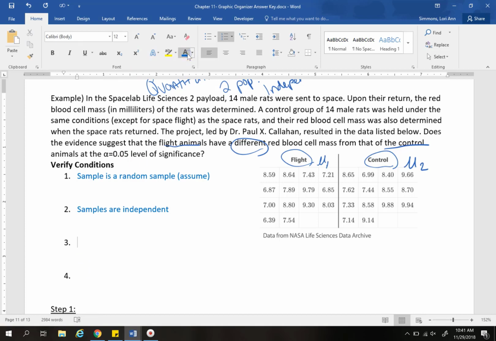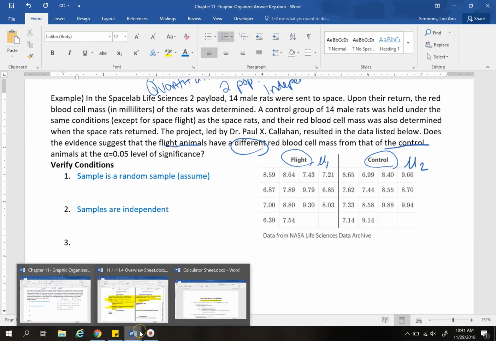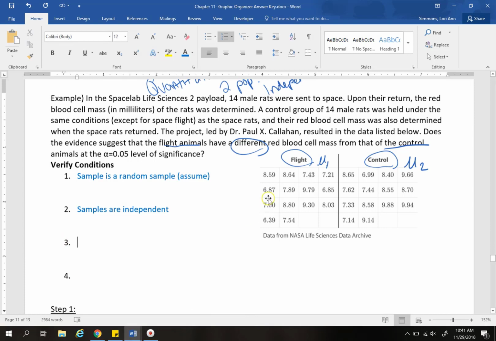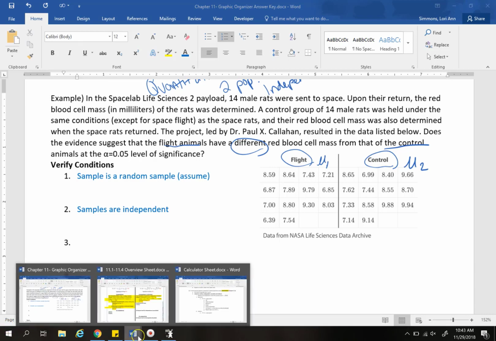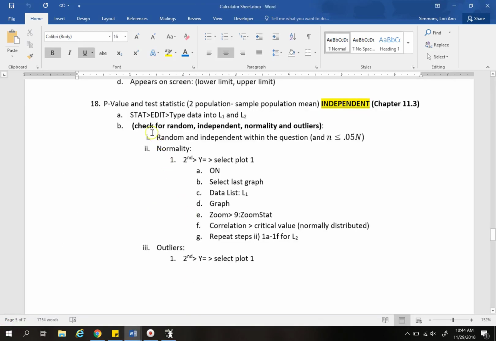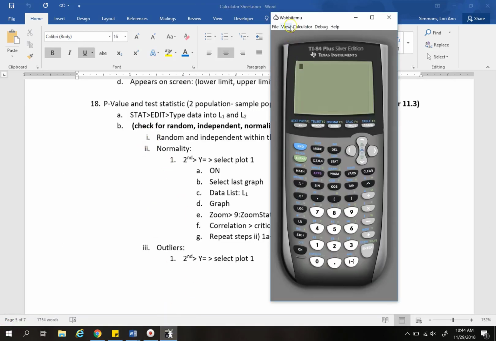Step 3. We have 14 in each sample, so we do not know if it is normally distributed or not. So we're going to have to use number 18 on our calculator sheet to check. Let's pull up our calculator sheet and go to number 18.